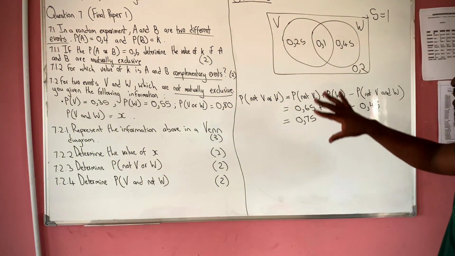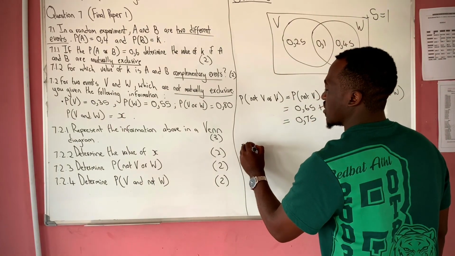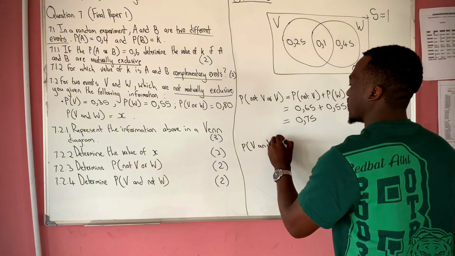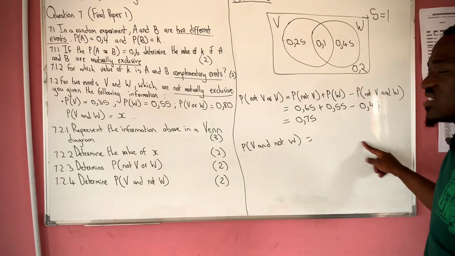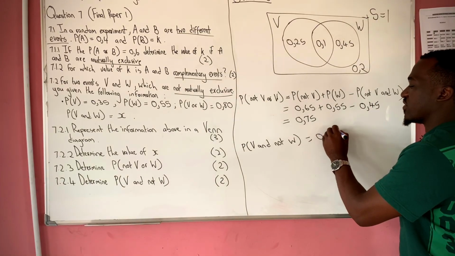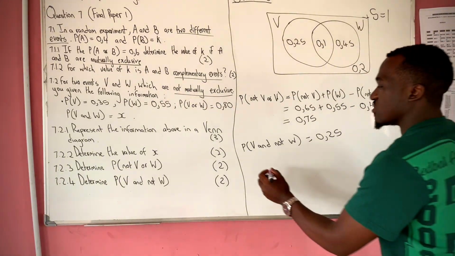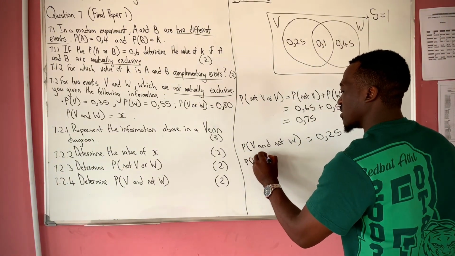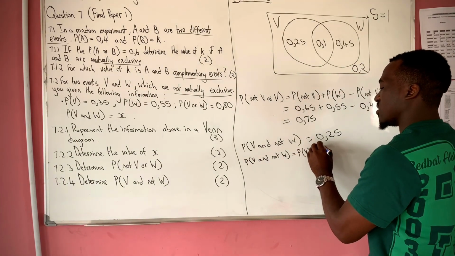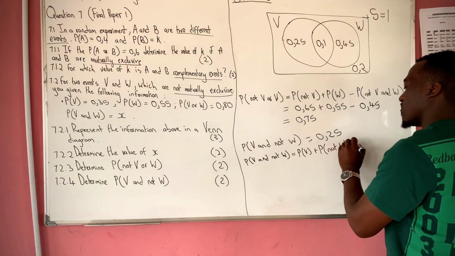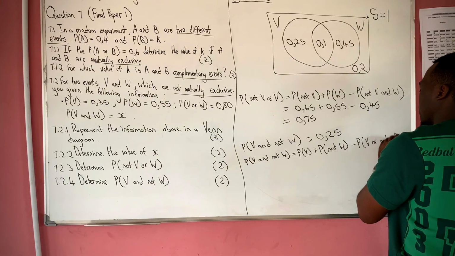Since we are done with this part, we want to move to the second one: P of V and not W. P of V and not W is 0.25. The answer is already there as 0.25. That's our answer. But how can we do this using the formula? We simply say P of V and not W is going to be P of V plus P of not W minus P of V or not W.